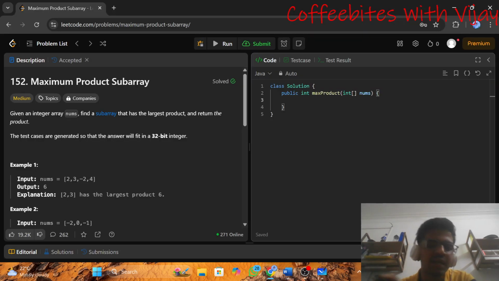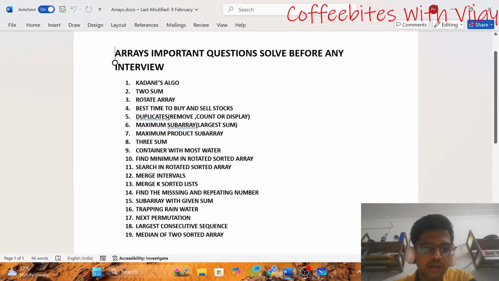So this is the problem, you can see on your screen. We had solved the maximum sum, I guess that is the sixth problem, maximum subarray. There we found the subarray which has the maximum sum, but here it is not the maximum sum, it is the maximum product. Remember, if we are asked to solve the maximum sum of subarrays, we can use Kadane's algorithm, which I had explained in my first video.